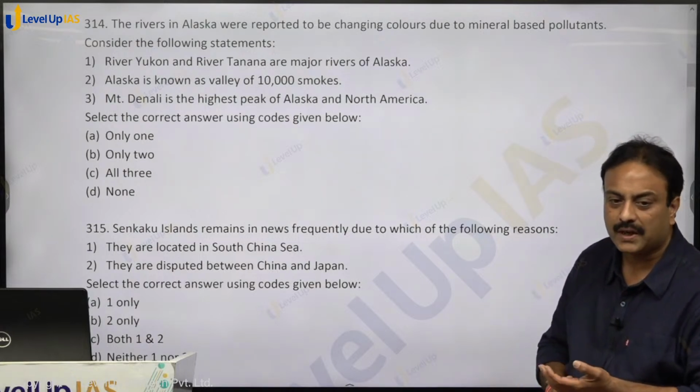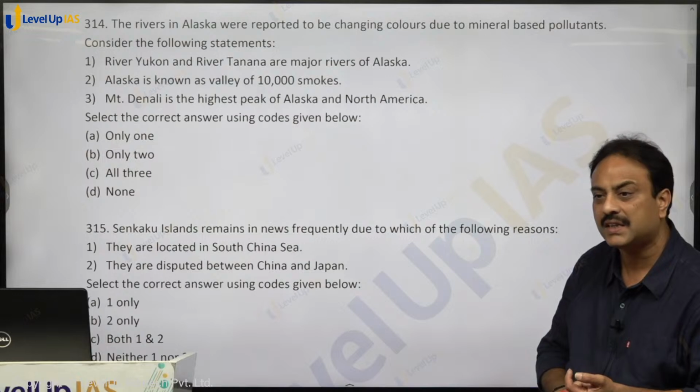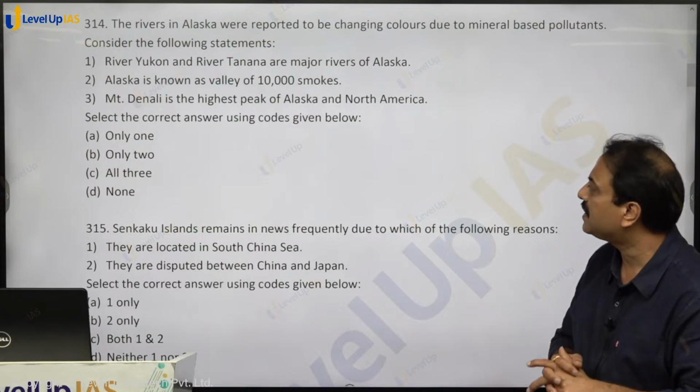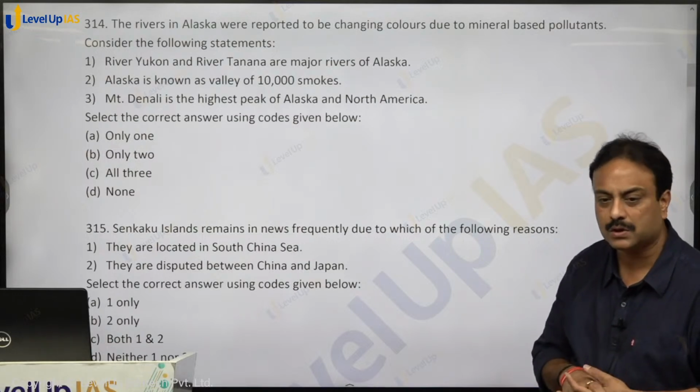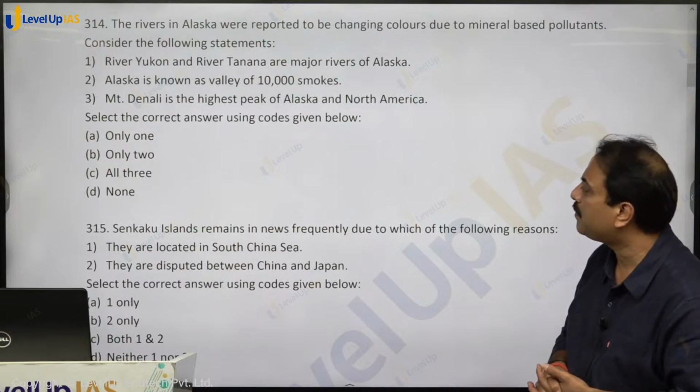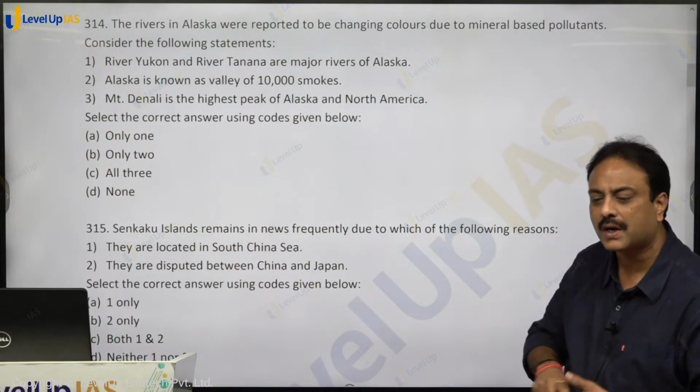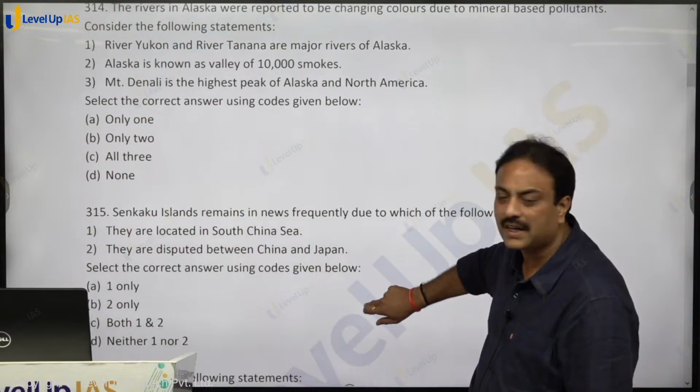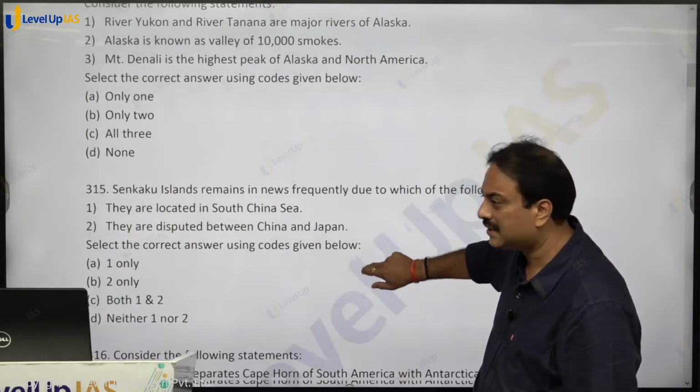Alaska is known as Valley of 10,000 Smokes because of geothermal energy, it is also correct. Mount Denali is the highest peak of Alaska and North America, is also correct. So all three statements are correct. So option C, C for cat, shall be the right answer. Clear on that? Yes.